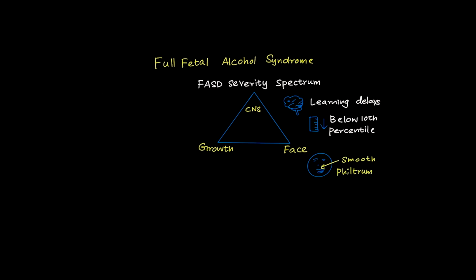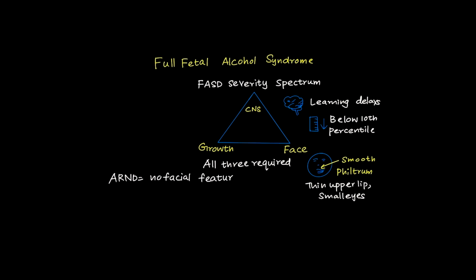This 5-year-old shows growth below the 3rd percentile, significant learning delays, and a smooth philtrum. That checks every box for full fetal alcohol syndrome. His mother's confirmed history of heavy drinking during pregnancy completes the clinical picture. Option A, ARND, covers children with cognitive and behavioral problems from prenatal alcohol exposure, but who lack the physical markers. This child has the facial features, so ARND is too mild a label.